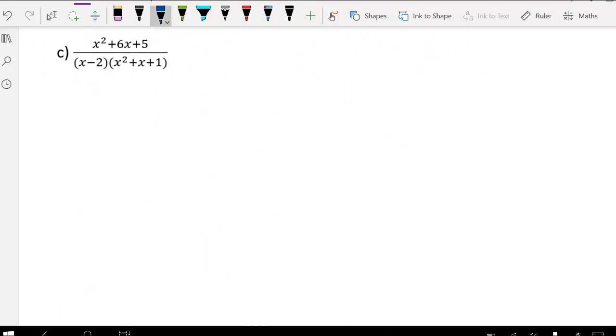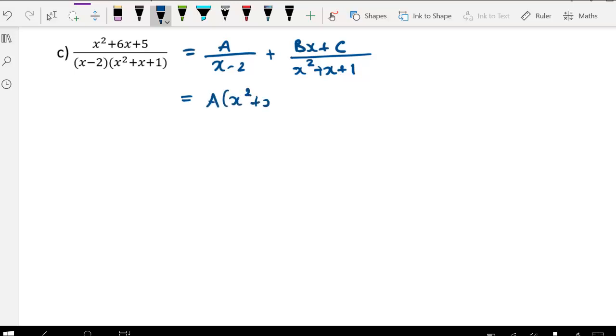Now we're looking at a linear and a quadratic, so that's where it will be in the form a over x take 2, and bx plus c over x squared plus x plus 1. Now we want to get the common denominator again, so we've got our a lots of x squared plus x plus 1 and bx plus c lots of x take 2 will be equal to x squared plus 6x plus 5. I'm not going to bother writing in the denominator here because we've managed it so they will have the same denominator, so therefore these numerators will be equivalent.